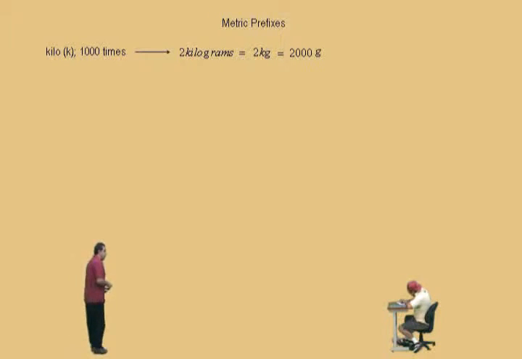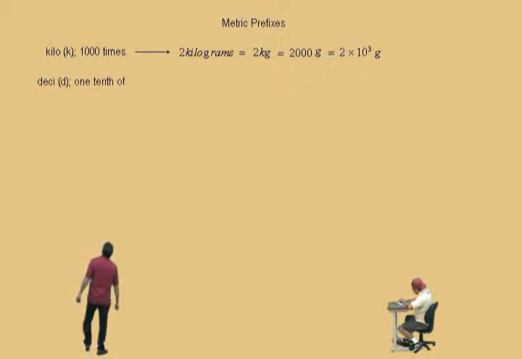Now, in scientific notation, which we should know how to write, 2,000 is written as 2 times 10 to the third. So there's our answer in scientific notation, 2 times 10 to the third grams, and that is 2 kilograms. Now let's talk about deci.